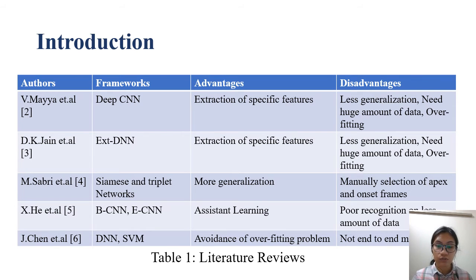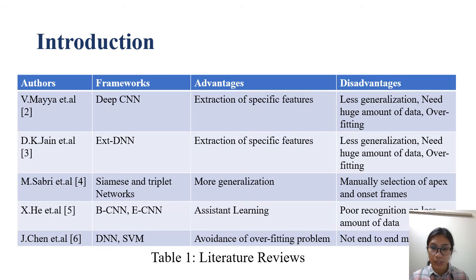The third author found that the performance of the convolutional neural network depends on the amount of data, and therefore they use Siamese and triplet network architectures in order to learn unfamiliar features. Their models provide more generalization. However, in their method, they manually select the apex and onset frames.